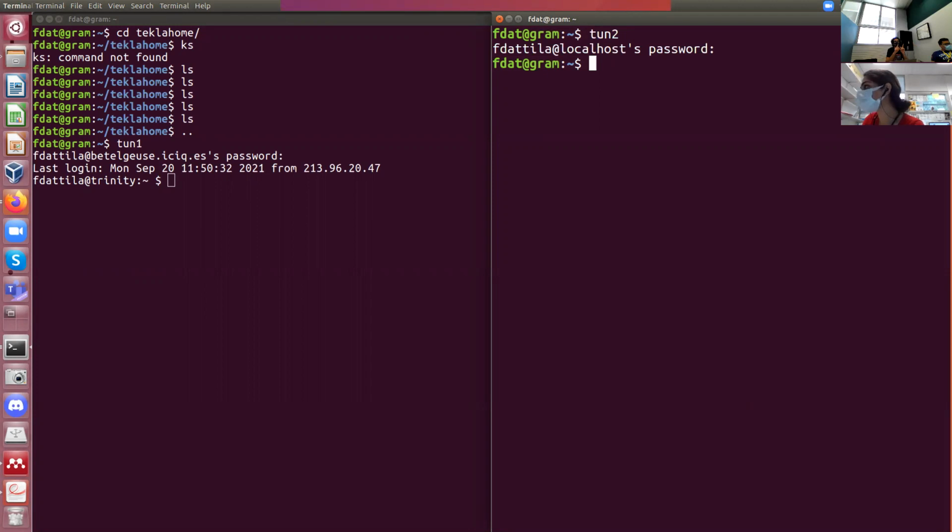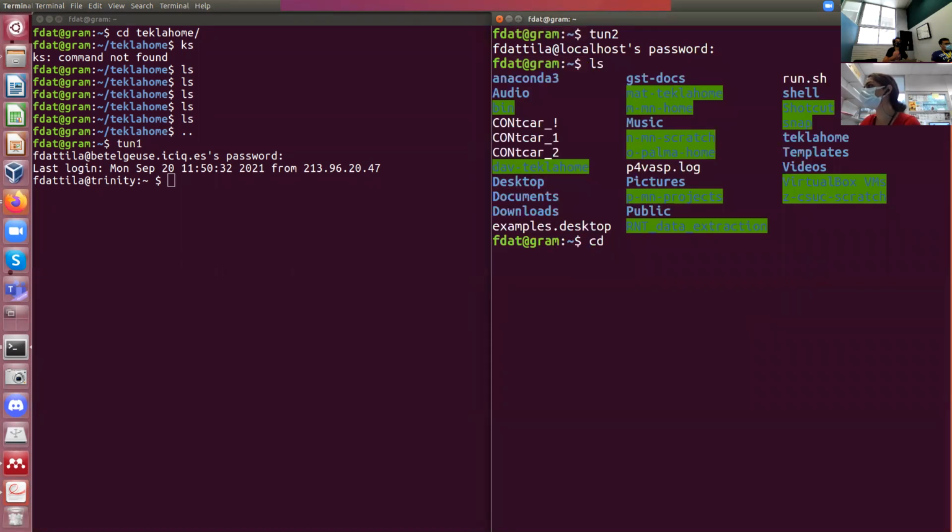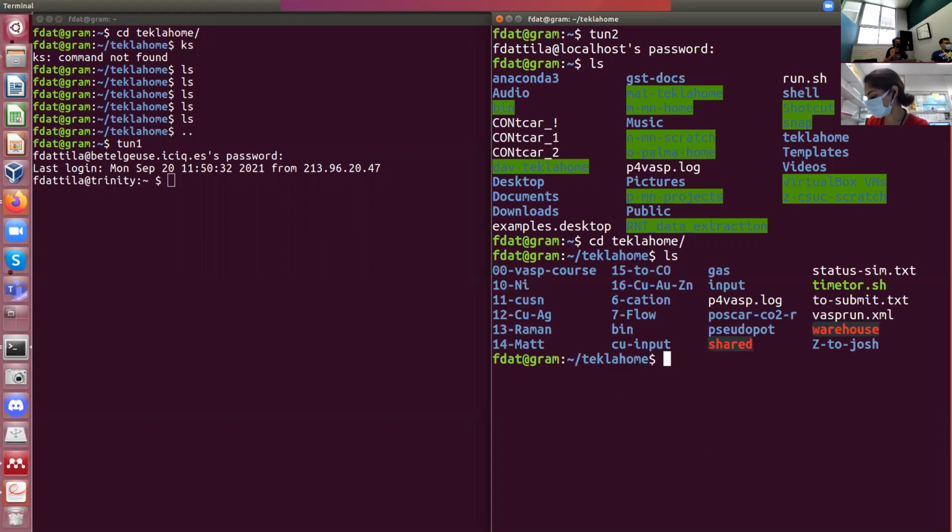Remember that in your case, you need to put tunnel 2, space, your username. And if it doesn't work, then during the day, when you have a second, we can check the command together, because maybe the command is wrong in the virtual machine. Then, if I enter Tecla Home, you see here, I try to type ls and nothing happens. If I do it now, since I have this tunnel open, I can access all the Tecla Home folder on my own computer.